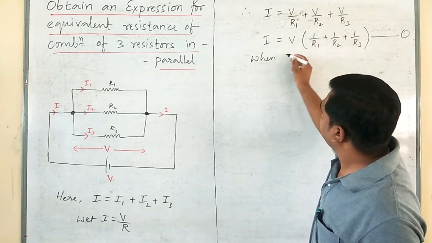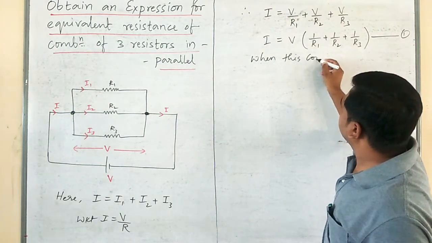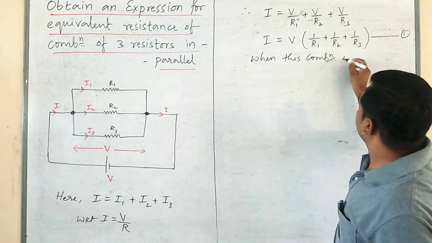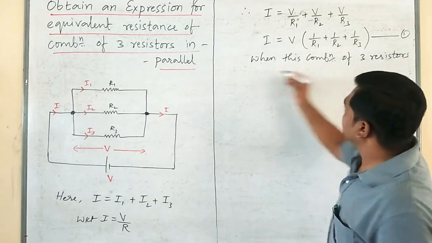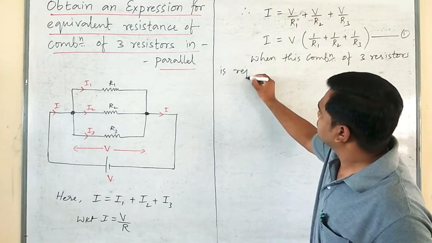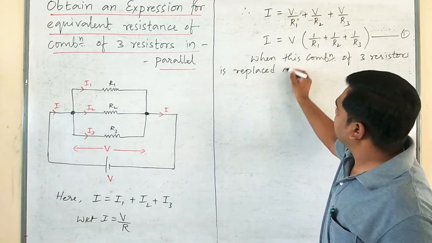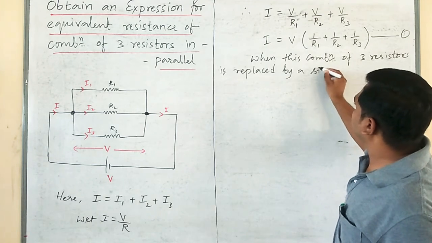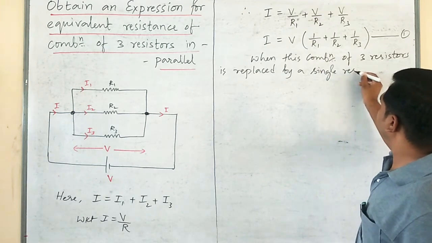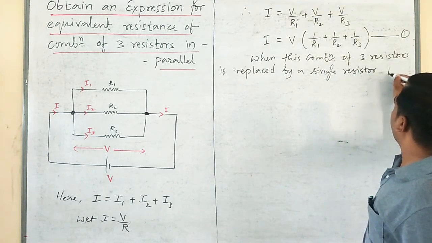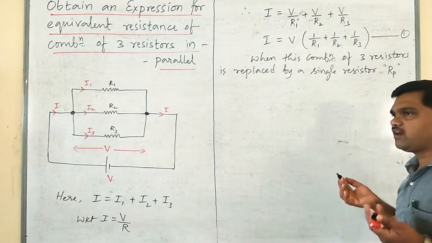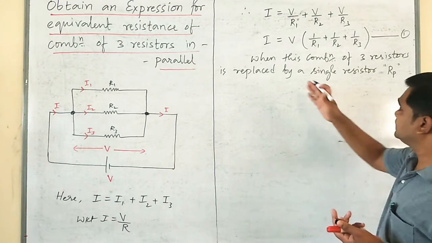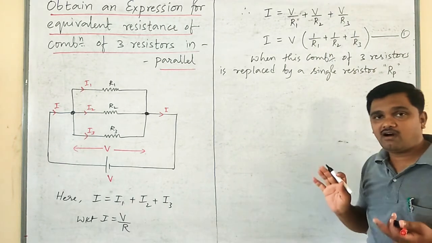When this combination of three resistors is replaced by a single resistor RP, or simply R effective or R equivalent. Since it is parallel, I have taken it as RP.